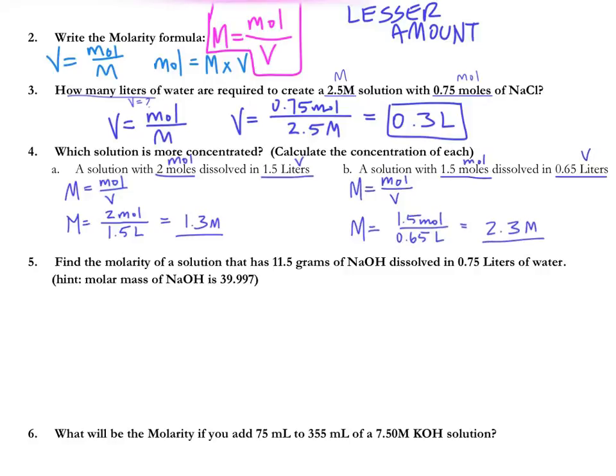So when I compare solution A to solution B, solution A gave me 1.3, solution B gave me 2.3. So the more concentrated the solution is, the higher the number is, the higher my molarity will be. Therefore, B is a greater concentration.